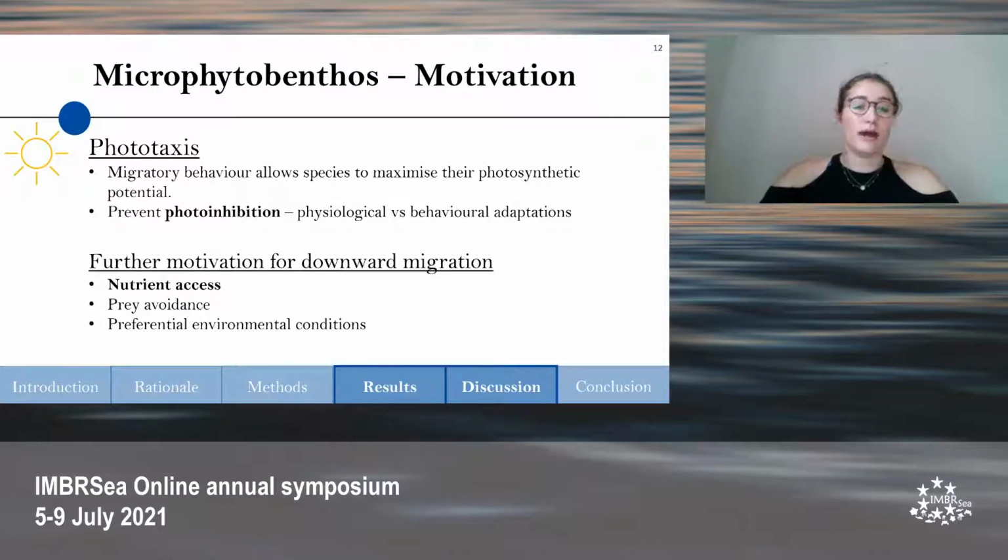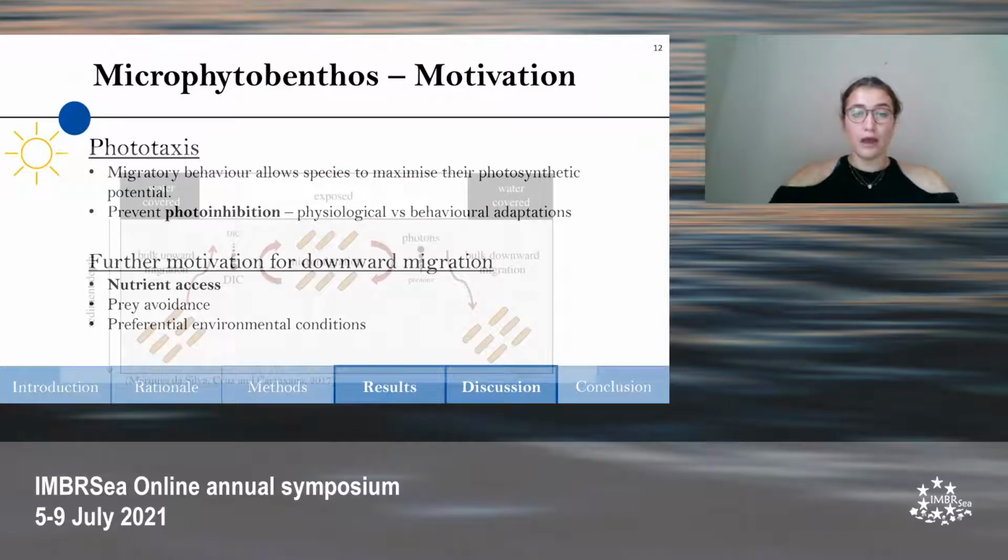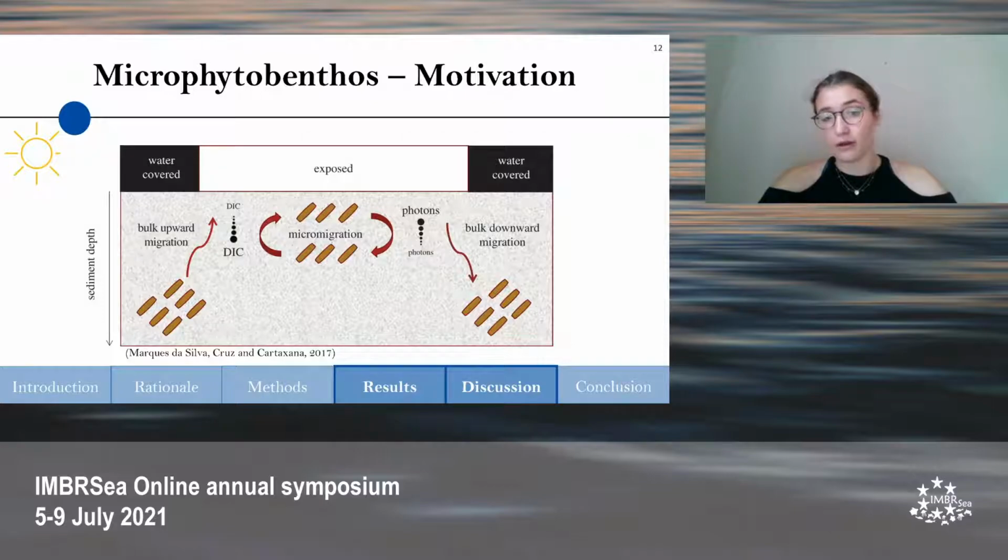It's been shown that aspects such as prey avoidance and physical disturbance may be motivation for this downward migration. But it's also been shown that the presence of a subsurface nutrient reservoir can actually encourage both species of diatoms and euglenids to migrate further down into the sediment. So it's likely that access to nutrients is really motivating them to go back down into the sediment.